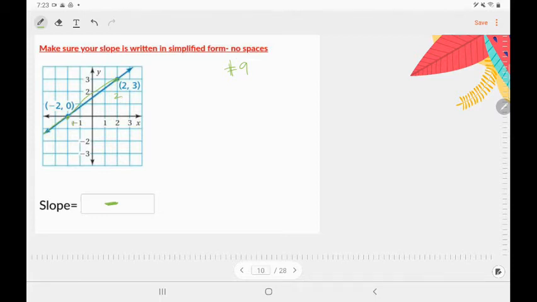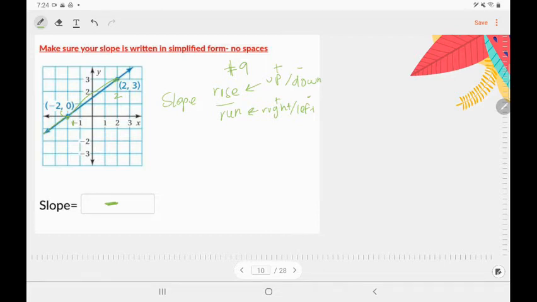Well, I'm going to count up and over. Remember, slope is equal to the rise over the run. And I'm always going to find the rise first. Rise is always either up or down. If I move up, that's a positive change. If I move down, that's a negative change. My run is right or left. If I move right, it's a positive change. If I move left, it's a negative change.